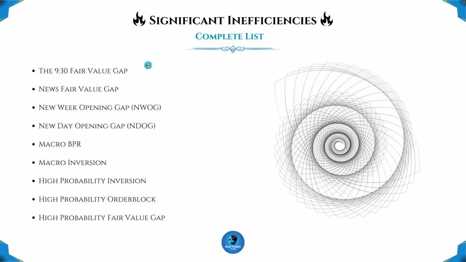If you guys forgot to write this down or save this, make sure you write it down now, pause the video, and note every single one of these significant inefficiencies. Okay, 930 fair value gap, news fair value gap, new week opening gap, new day opening gap, macro BPR, macro inversion, high probability inversion, high probability order block, and high probability fair value gap.